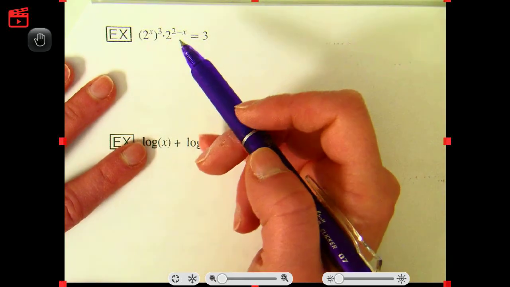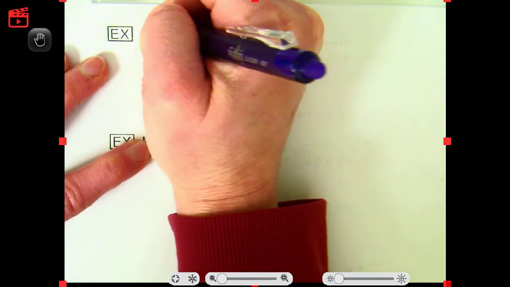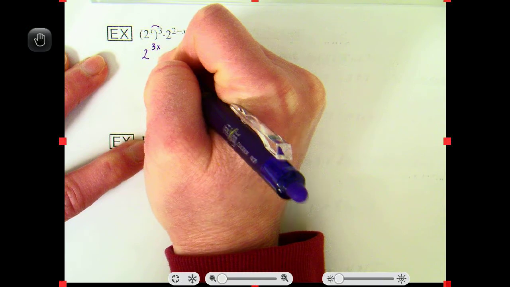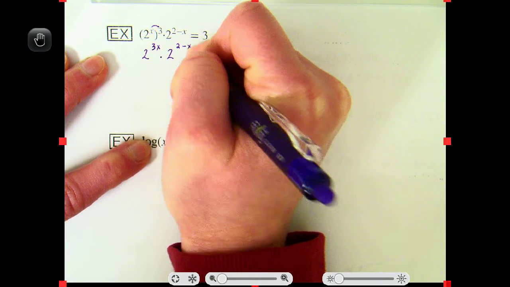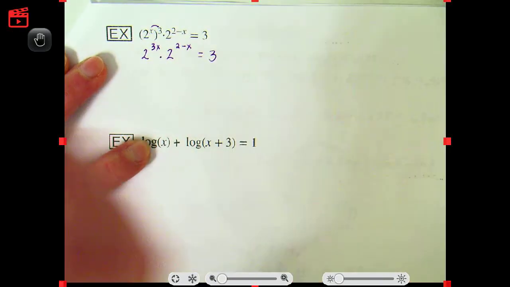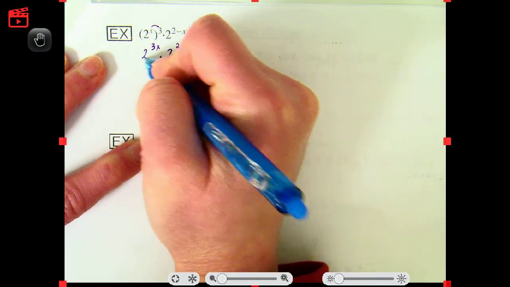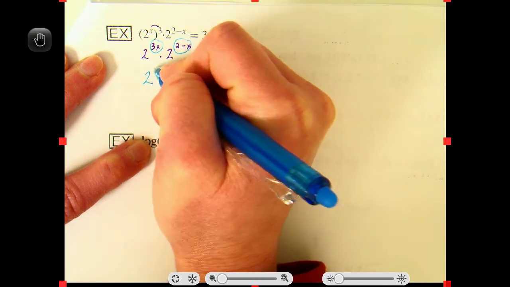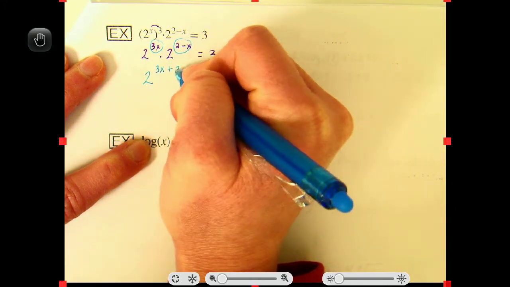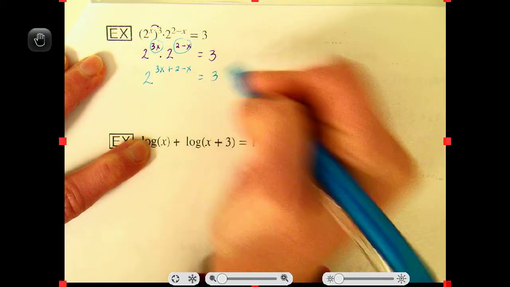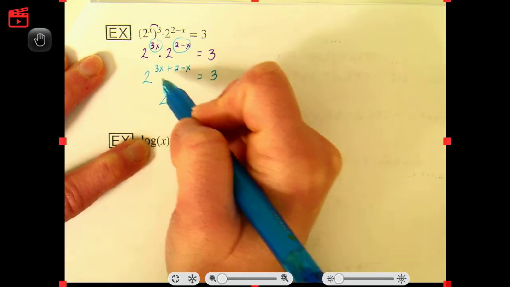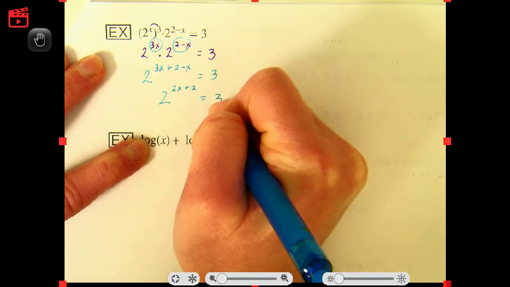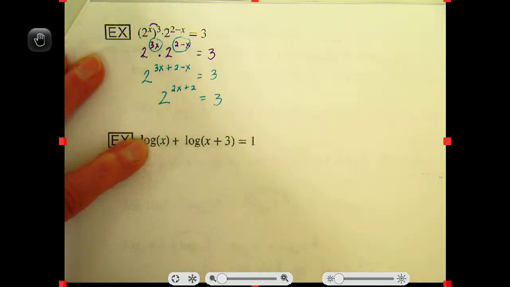For this one here, first I noticed that I can do x times 3. So I would do 2 to the power of 3x times 2 to the power of 2 minus x is equal to 3. Then I notice that since these have the same base, I can add these two exponents together. So it'd be 2 to the power of 3x plus 2 minus x is equal to 3. 3x minus x is just 2x, so 2x plus 2 is equal to 3. So I had to simplify all that down first.